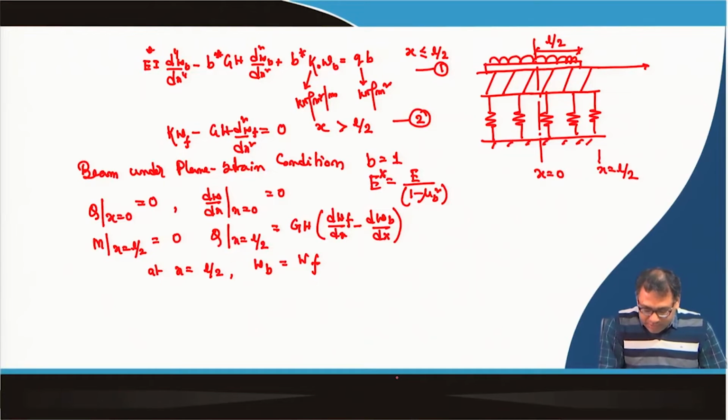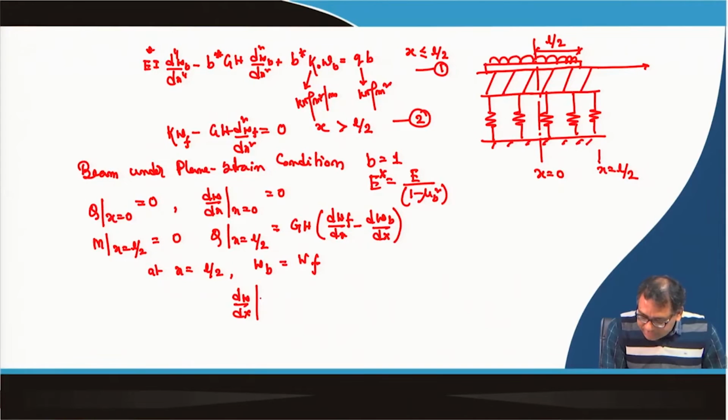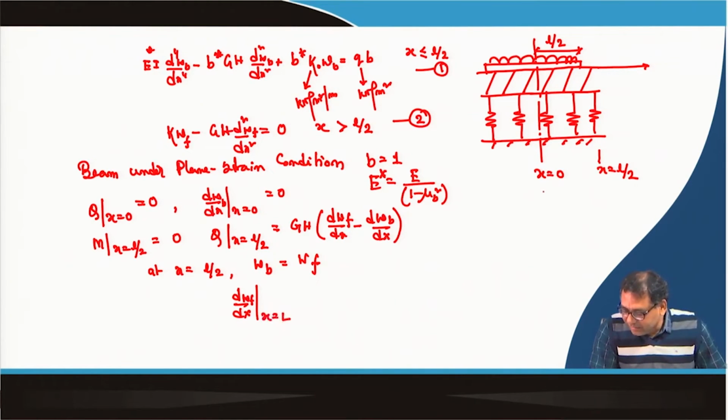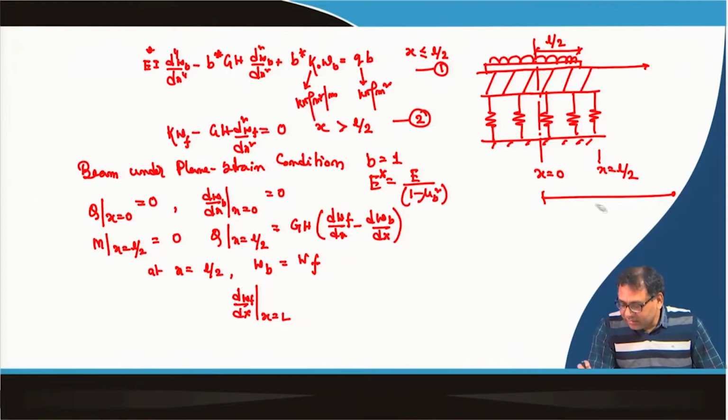So, these 5 boundary conditions you have to use, and additional boundary conditions are needed to solve equation 2, because for equation 2 I have one condition that WB is equal to WF, and another boundary condition that dW dx, here I should write B and F, at x equal to capital L. So, that means capital L is the length up to which you have considered your domain.